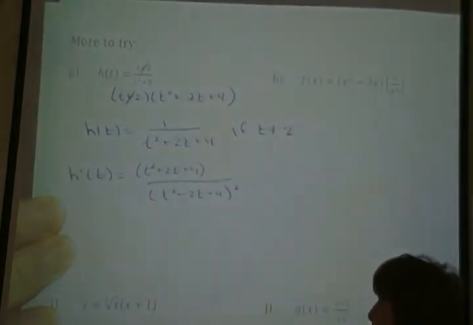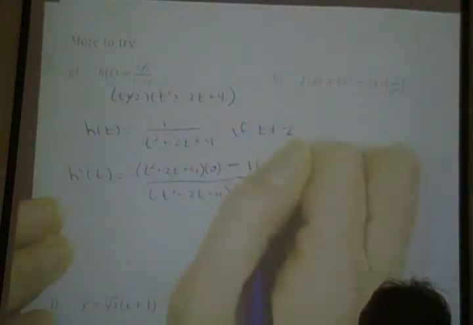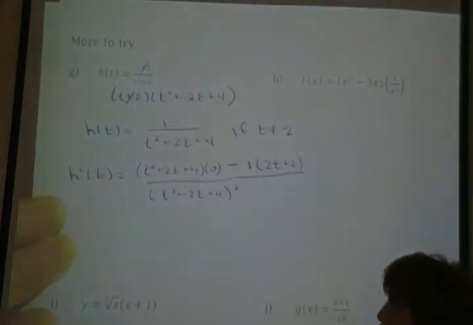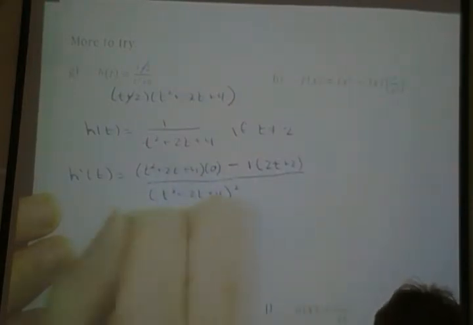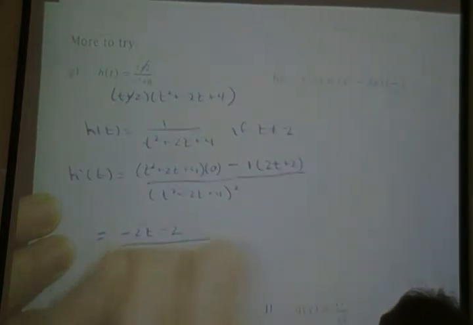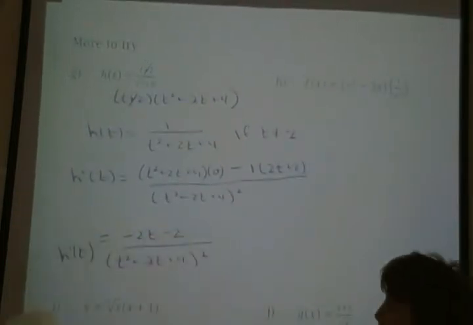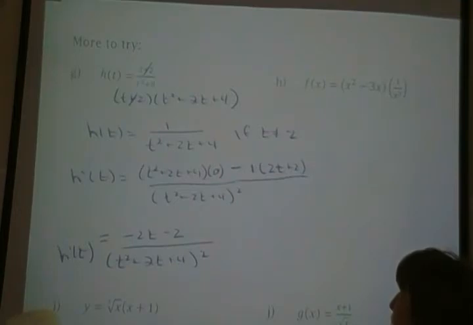start with the denominator, which I really didn't even need to write because I'm going to multiply it by 0, which is the derivative of the numerator. And then the numerator is 1, and the derivative of the denominator is 2t plus 2. So my final answer is, this is all 0, so I'm getting negative 2t minus 2, if I want to distribute that negative 1 through, and then t squared plus 2t plus 4 squared. That's my derivative. A lot faster than using these two and trying to simplify it.